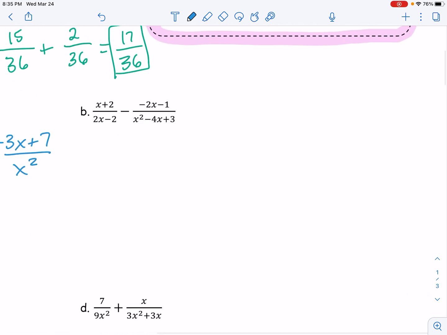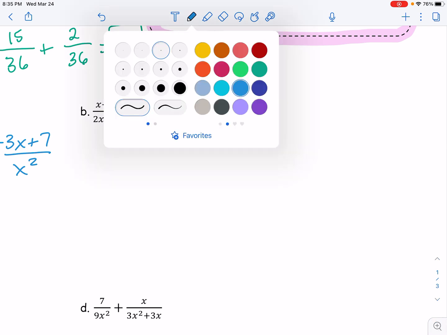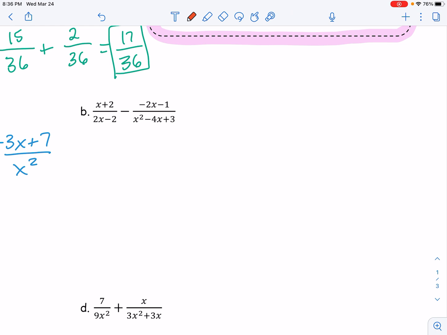Okay, now we're going to try it where they don't just have the same denominator. So this is going to be more of like what you'll see. So we have (x plus 2) over 2 times (2x minus 2) minus (negative 2x minus 1) over (x squared minus 4x plus 3).